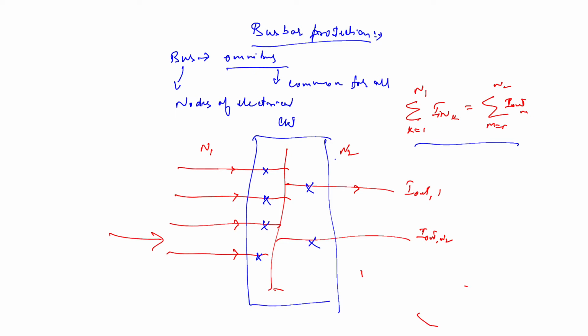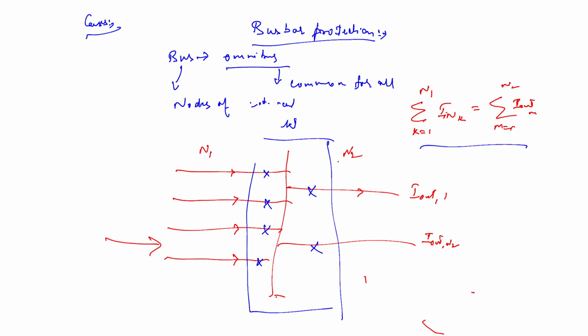Now, what are the main causes of the faults experienced by the bus bar? You can write it here. The first one is the weakening of the insulation.